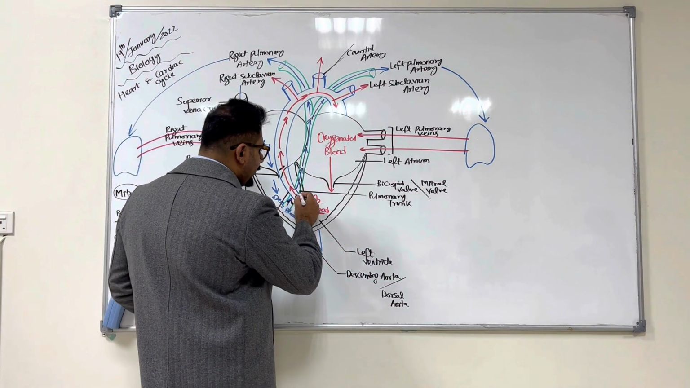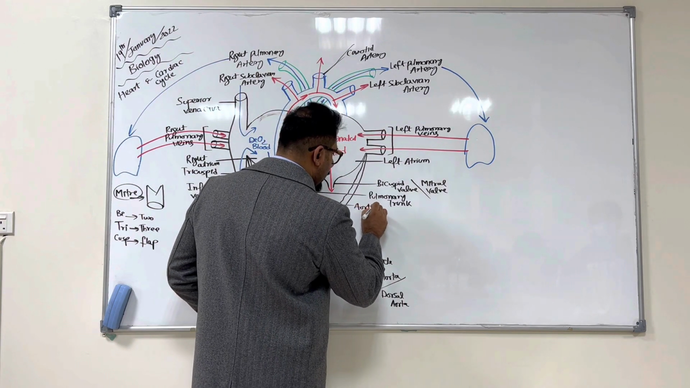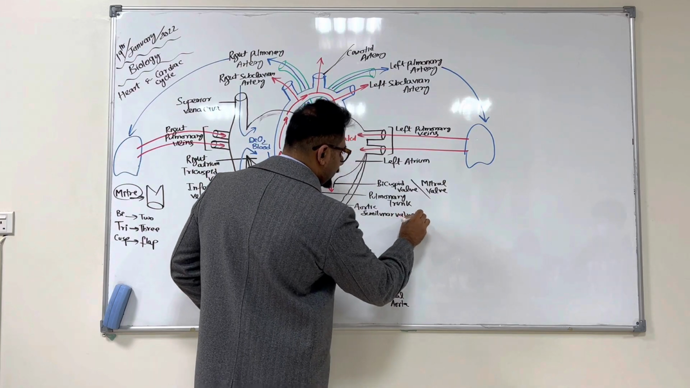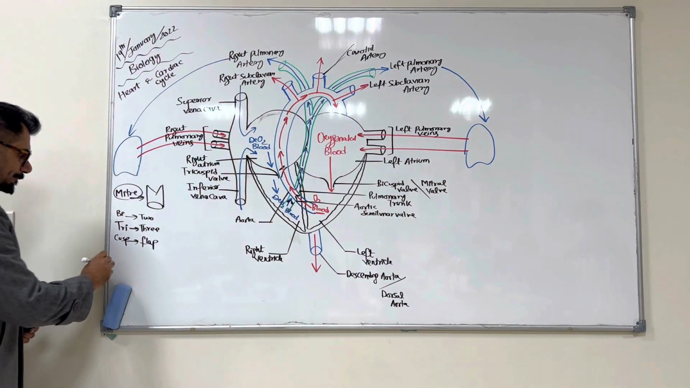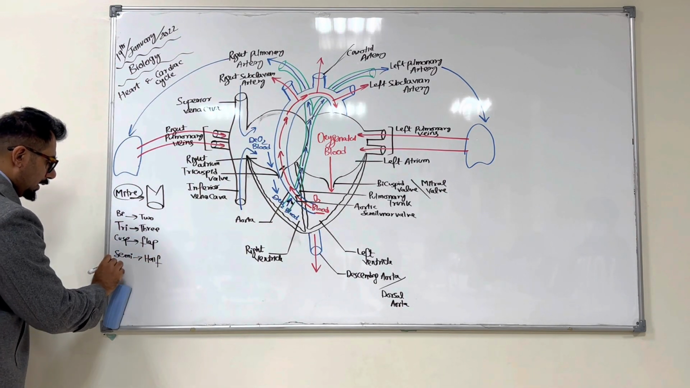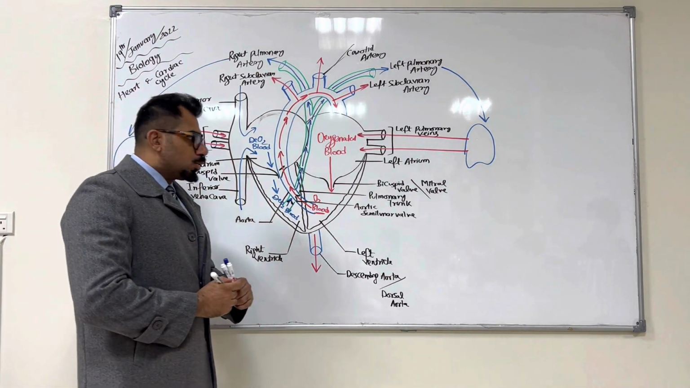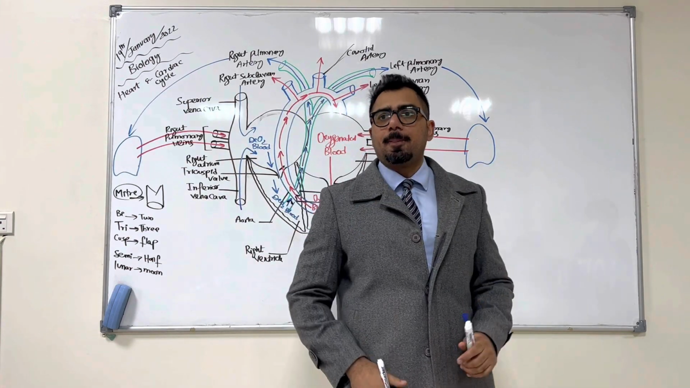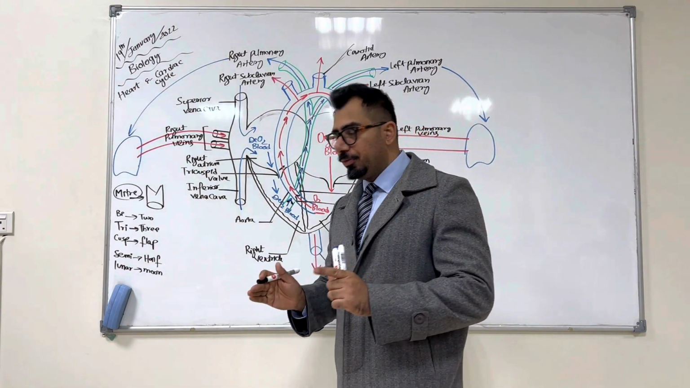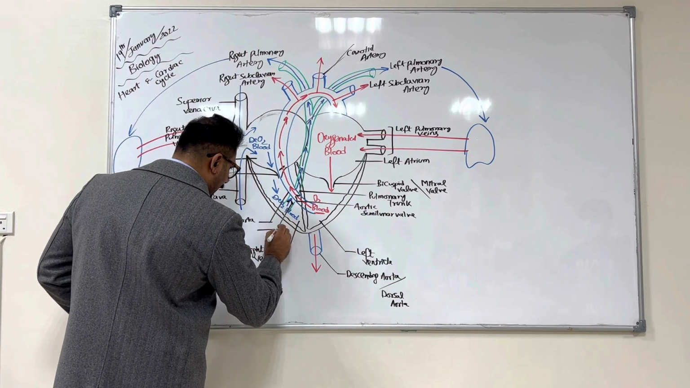Now, this valve which is present in the aorta is called the aortic semilunar valve. Now please pay attention. The word semi means what? Half. Lunar means what? Moon. So the flaps of these valves are half-moon shaped. The flaps of these valves... now this valve is called the pulmonary semilunar valve.